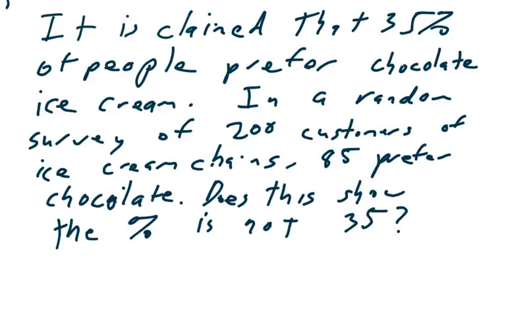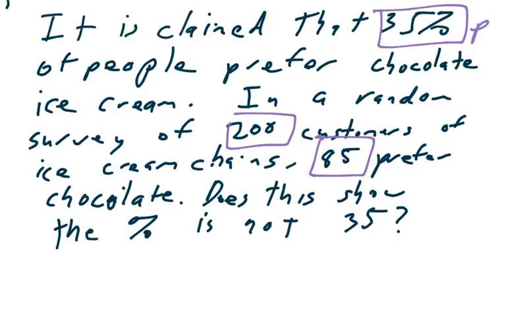So pretty much what we need out of this information is that we have 35, which is what our P is claimed to be, 200, and 85. And also it's good to know that we have a random survey. So having known this, let's go to the next page and start.